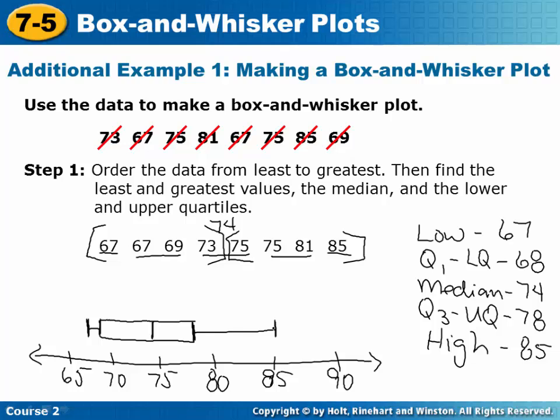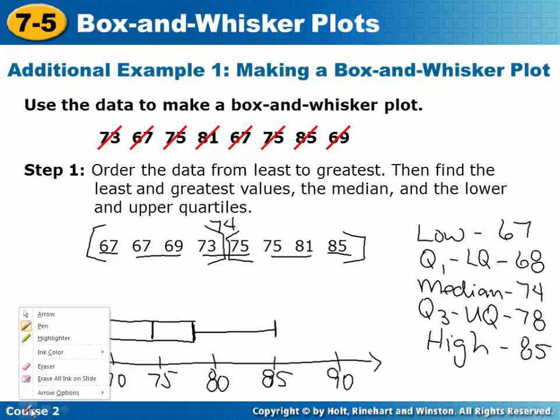So all we need to do this is 5 data points out of our data. We need a low. We need a Q1, which is the median of your lower half of data. We need the median. We need the Q3, which is the median of your upper half of data. And then we need our high. And once you have those 5 data points, you can easily just put them on your number line. Does that make sense? Pretty easy, isn't it?